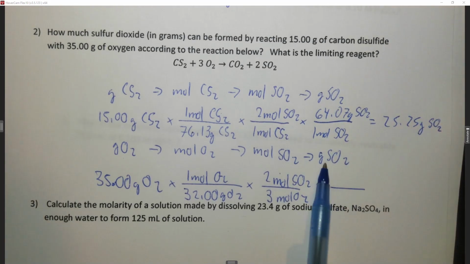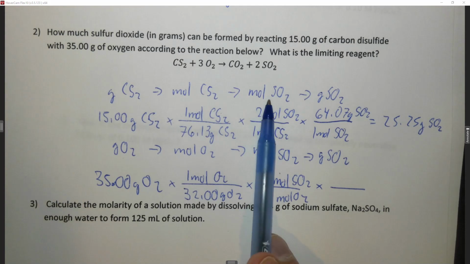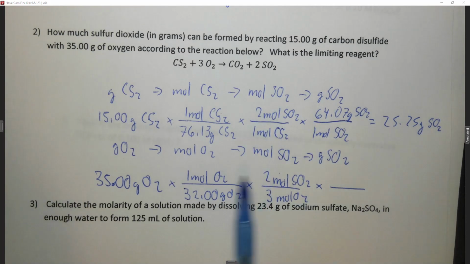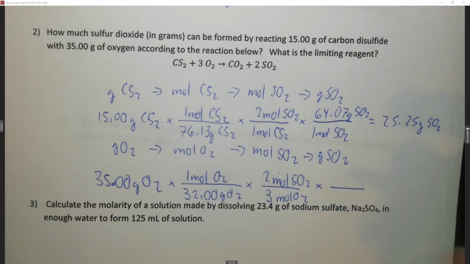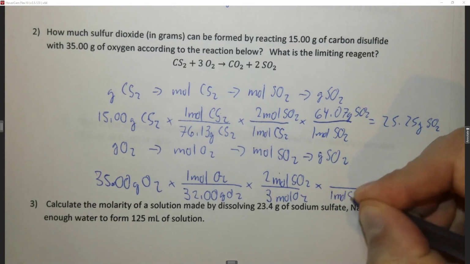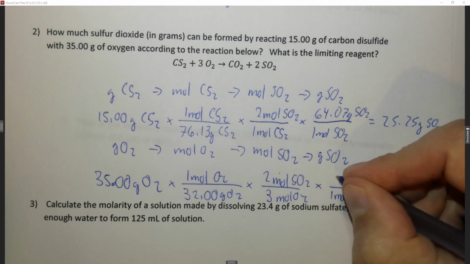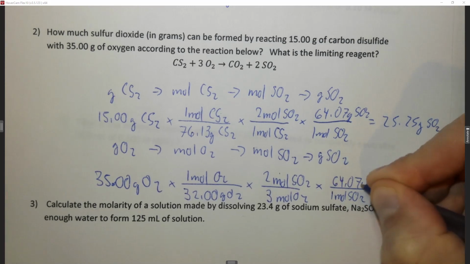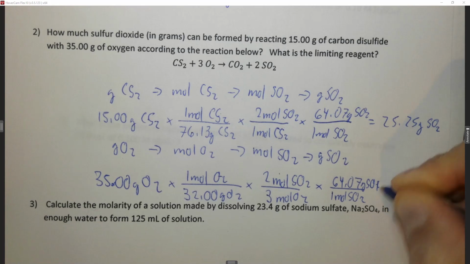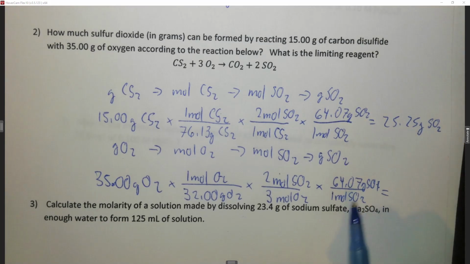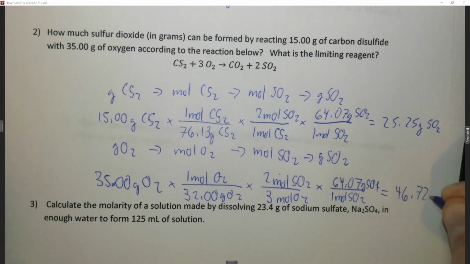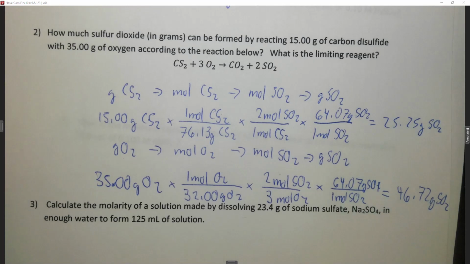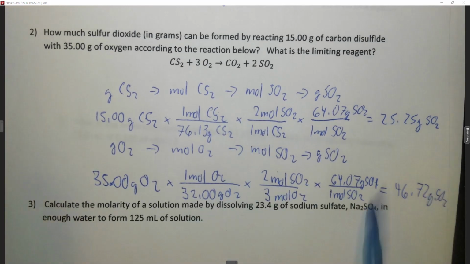We now want to convert to grams of SO2. If you'll notice, in both cases, the last step is moles of SO2 to grams of SO2. So it's the same conversion, use the same conversion factor: 1 mole of SO2 on the bottom, just like above, and 64.07 grams of SO2 on the top, just like above. And when we do the math, multiply by the top, divide by the bottom all the way through, we get 46.72 grams of SO2.